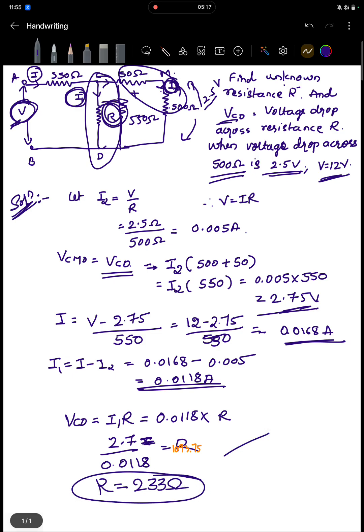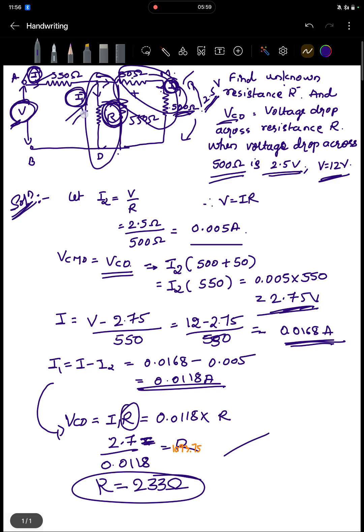This is the way of calculating the unknown resistance and voltage across the resistance. What we did first, we calculated I2 based on the voltage drop across the 500 ohm resistor, and then we calculated VCD by taking I2, as these two resistances are connected in series, that will be 2.75 volt. Then we calculated the current I, because without I we cannot calculate I1. And based on I1 we calculated R, that is the unknown resistance R.